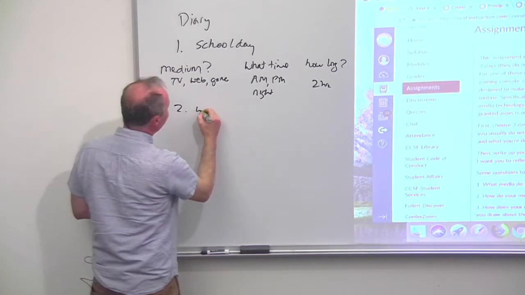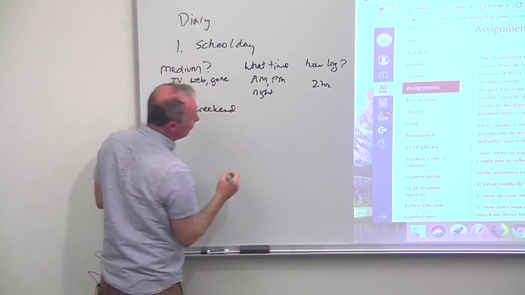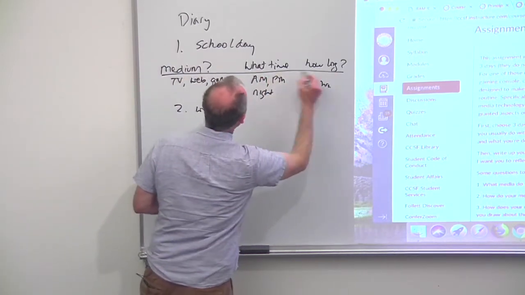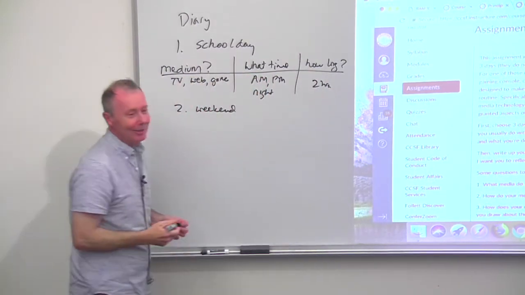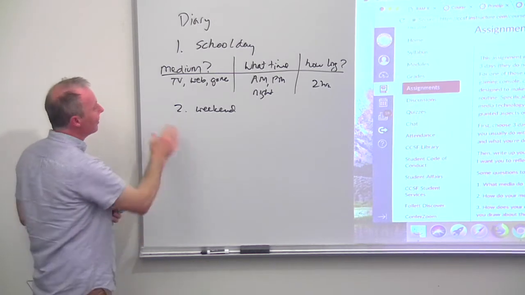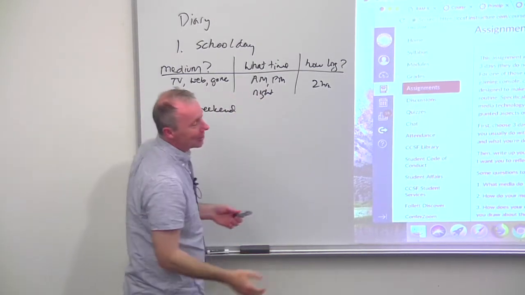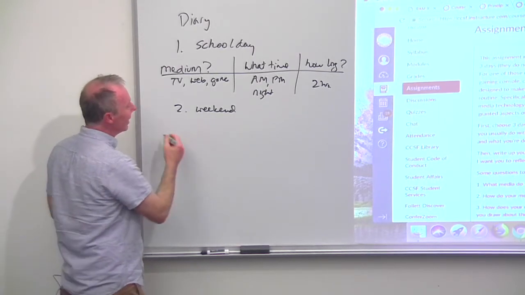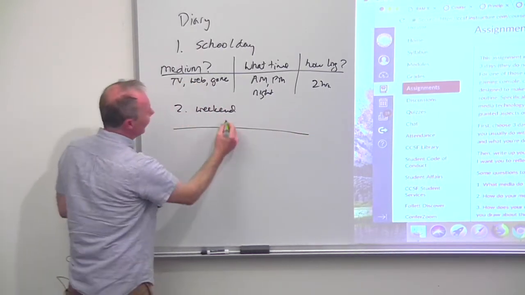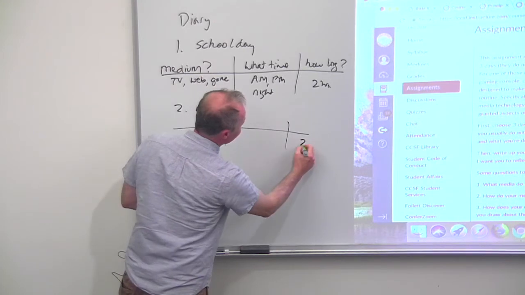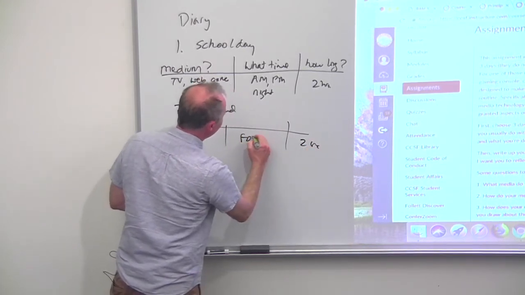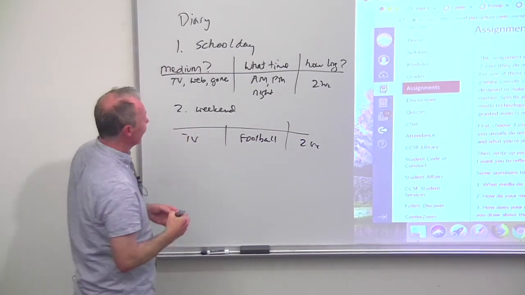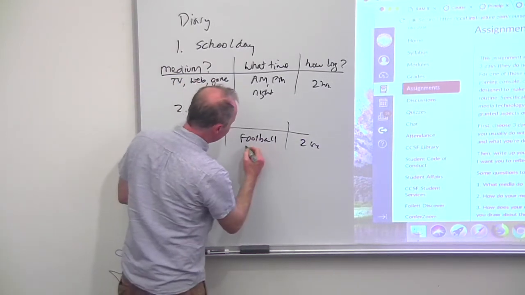Second day would be a weekend. So this weekend, pick Saturday or Sunday. Again, what medium, what time, how long? You'll have very different organization depending on a school day, where you're spending a lot of time in class, compared to the weekend, where let's say you watch a sports game, so 2 hours, football, on TV, in the afternoon.